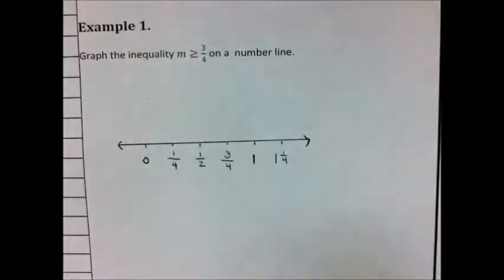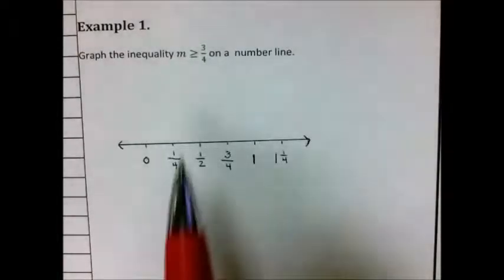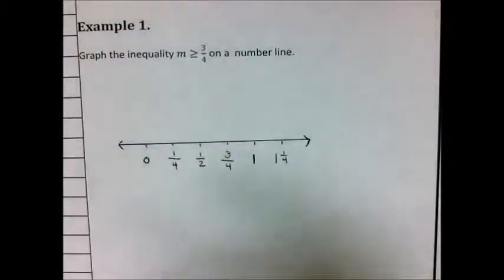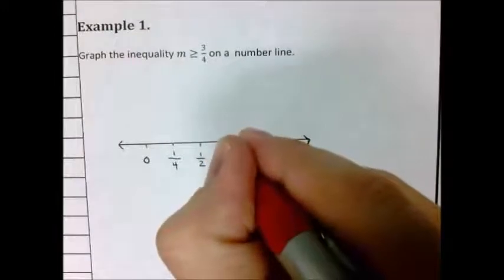So example 1 says to graph the inequality m is greater than or equal to 3/4 on the number line. And what I've done is I've already gone ahead and built a number line. So you might want to pause the video real quick and build an identical number line to mine, and then replay it, and we'll get going here. What we're going to do is graph m is greater than or equal to 3/4. Now remember, the first thing we want to do is put a dot at that numerical location, which is 3/4 for this one, okay? So we need to put in a dot at 3/4.